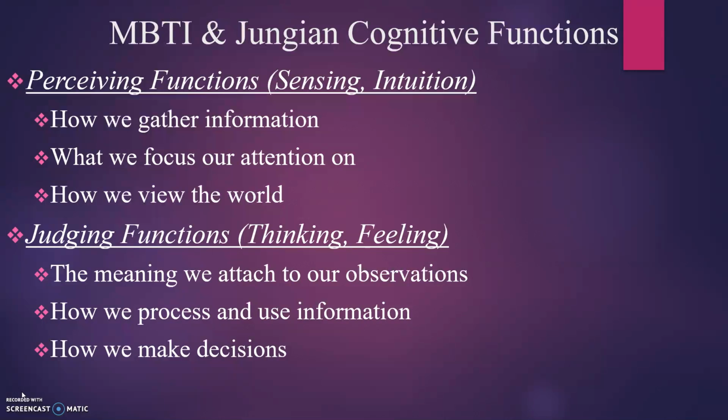So perceiving functions, sensing or intuition, is basically how we gather information from the world around us. And then the judging functions, thinking or feeling, is the meaning that we attach to the observations, or what we do based on the information that we've gathered, how we make decisions.